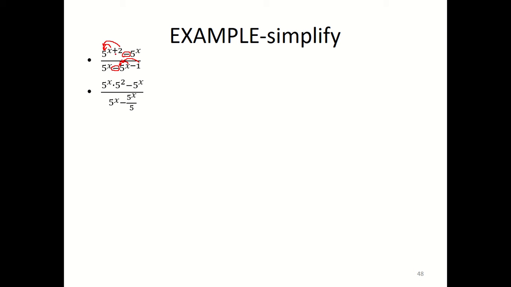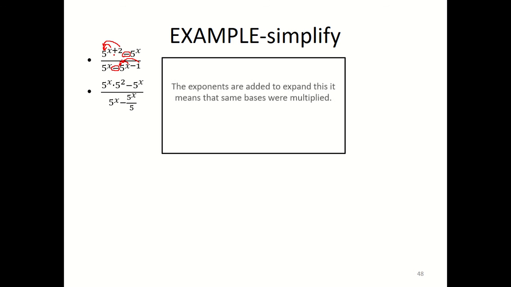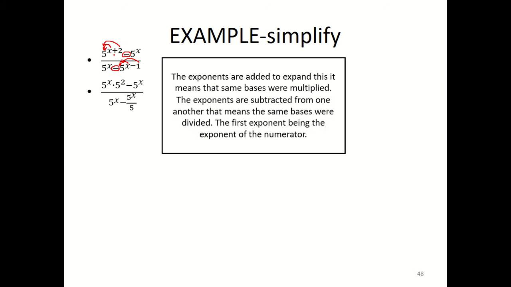If the exponents are added, it means that the bases were multiplied. So I had 5 to the exponent of x times 5 to the exponent of 2 before I got that 5 to the exponent of x plus 2. But I don't want to confuse you with that, okay? I've written a little note here just to explain what I've been doing.